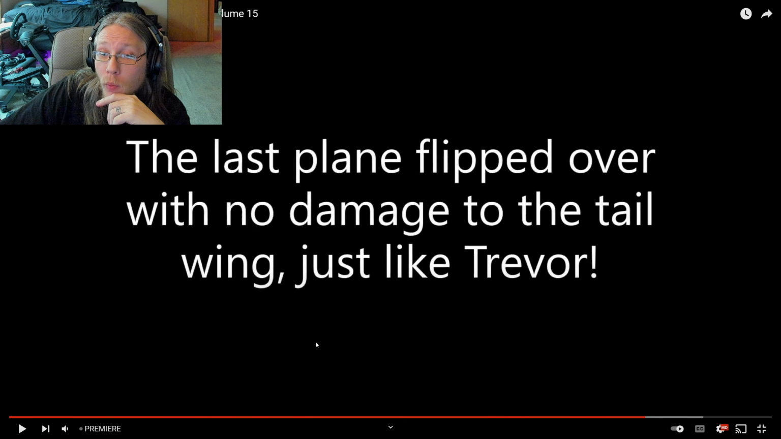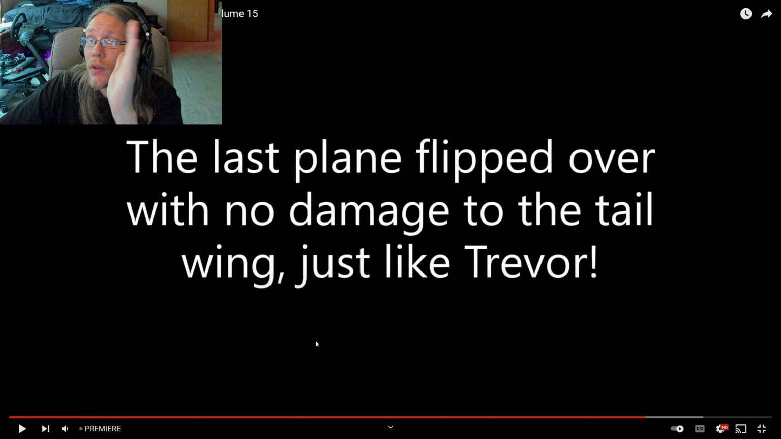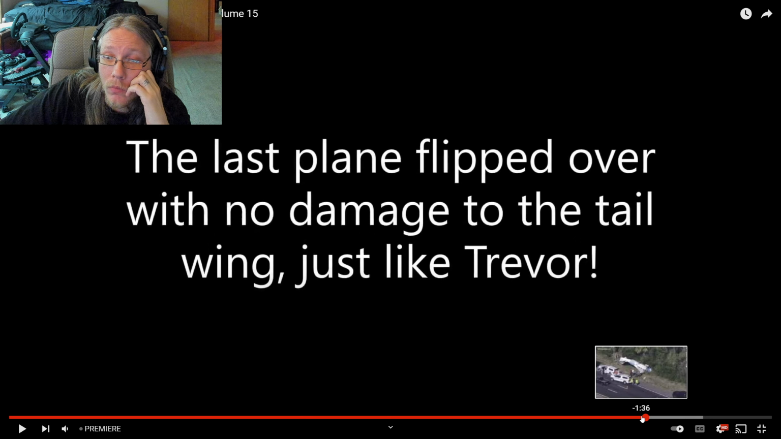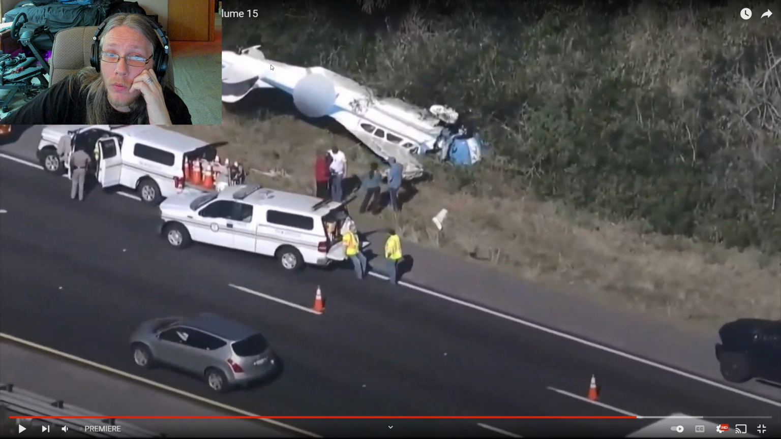Now also, you notice what we don't see in any of these videos? The tail bent the other direction down, do we? Notice what we don't see here. We don't see the back of the plane being broken, do we? The back of the plane is not broken, is it? There's no bend there.